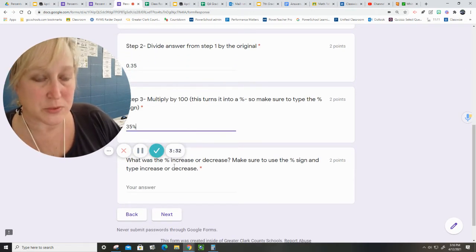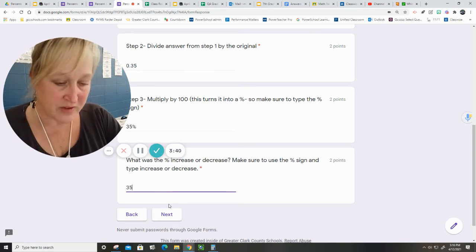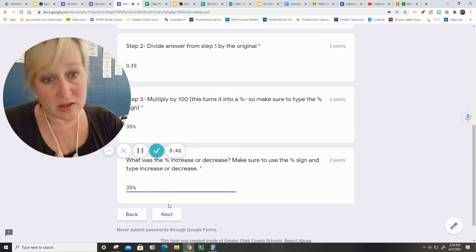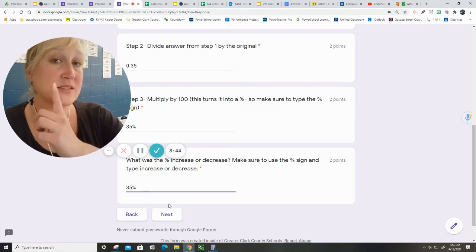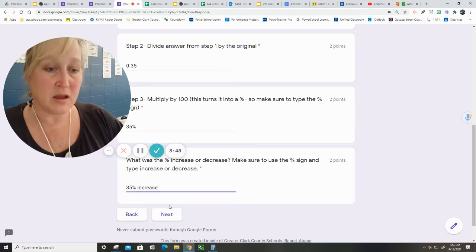And then I have to answer this last question. It says, what was the percent increase or decrease? Make sure to use the percent sign and type increase or decrease. So I will put 35% and it's positive. So since it's positive, that means it is increasing. I-N-C-R-E-A-S-E. I will hit next.